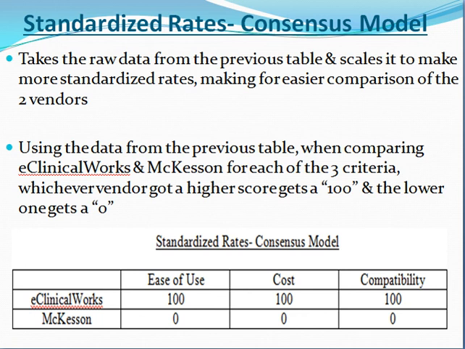On the other hand, the standardized rates consensus model takes the raw data from the consensus model and scales it to come up with more standardized rates, making it easier to compare the two vendors later on. Using the data from the previous table, when comparing the two vendors for each of the three criteria, whichever one of them got a higher score for a certain criterion, the higher score becomes 100 and the lower score becomes 0 in this new standardized rates table, which is at the bottom of this slide.